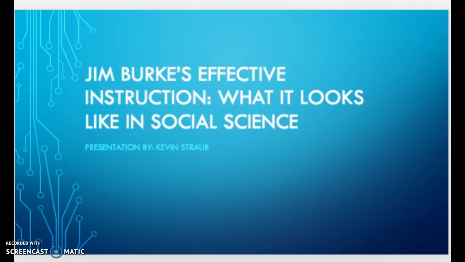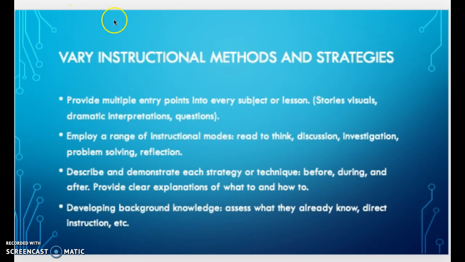So to begin with, we have chapter 1, which is varied instructional methods and strategies. All of these are different methods and strategies you can use. So describe and demonstrate each strategy or technique before, during, and after. Provide clear explanations of what to do and how to do it.